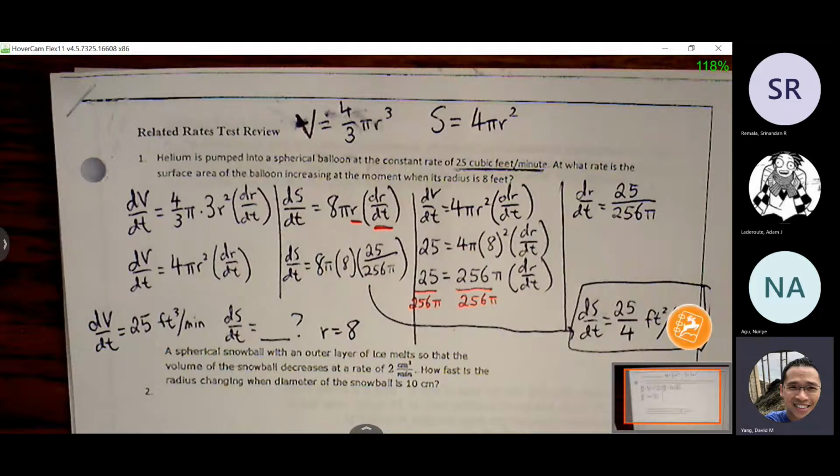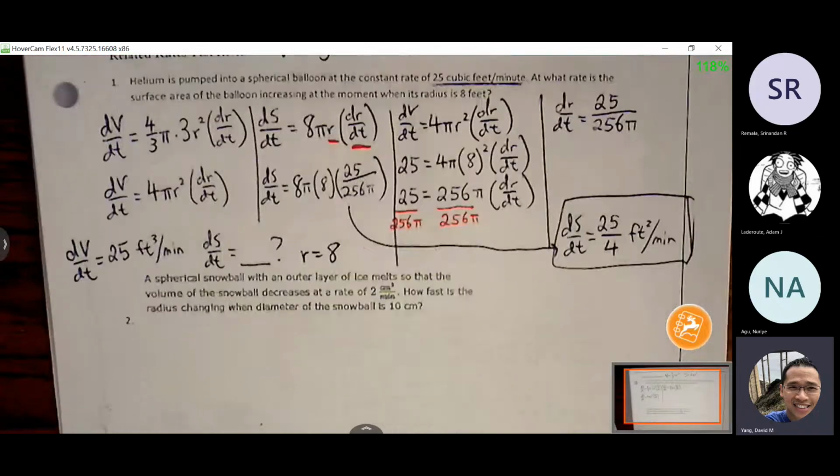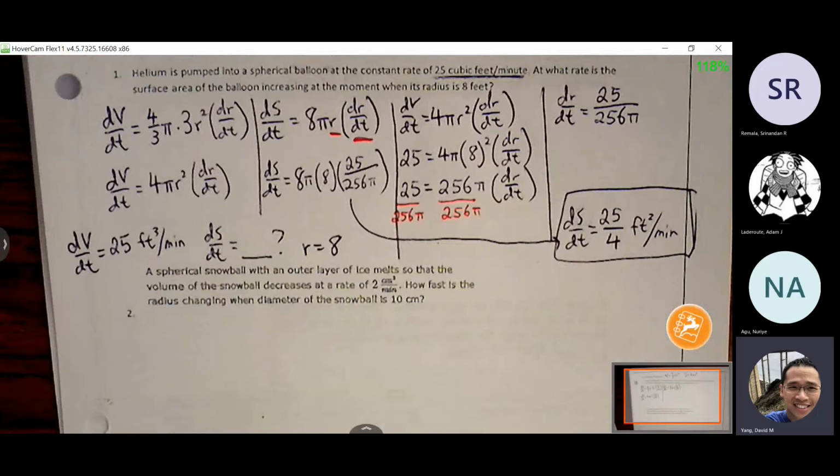Okay, I'm going to skip number 2. Number 2 is more of the same. If you want additional practice, it's just an easier version of number 1 because you're only dealing with dV/dt. So I'll skip that. Let's look at number 3.